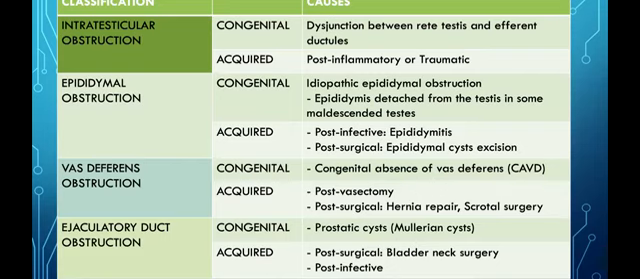In terms of vas deferens obstruction, again here we get congenital bilateral absence of the vas deferens, and acquired. I think the most common acquired ones are either post-vasectomy or post-inguinal hernia repair surgeries, specifically, I think, with the polypropylene mesh. And then ejaculatory duct obstructions: we'll talk a bit about prostatic cysts and pelvic cysts in males, and then your acquired ones, which most of the time are a result of post-surgical or post-infective causes.